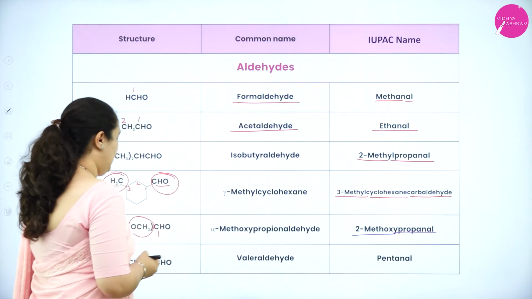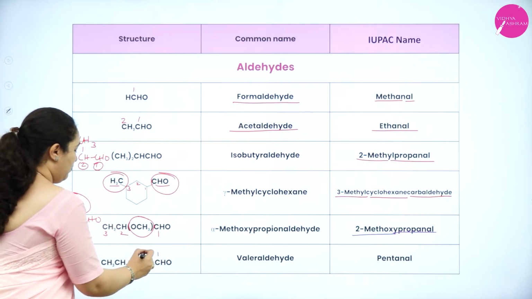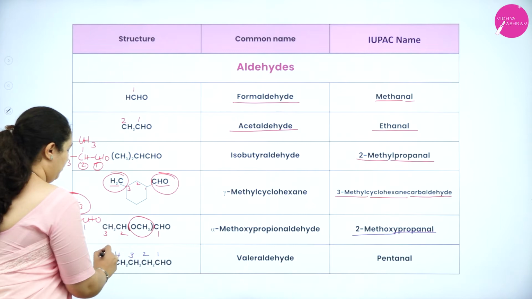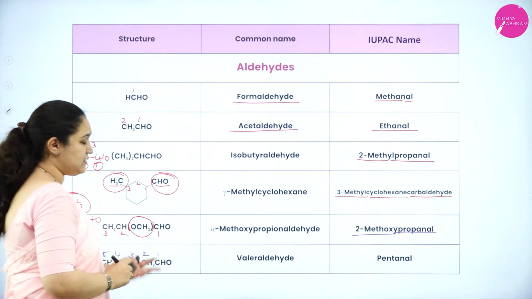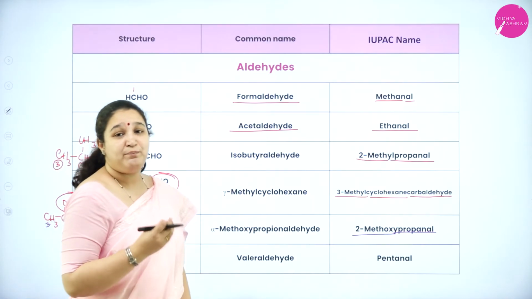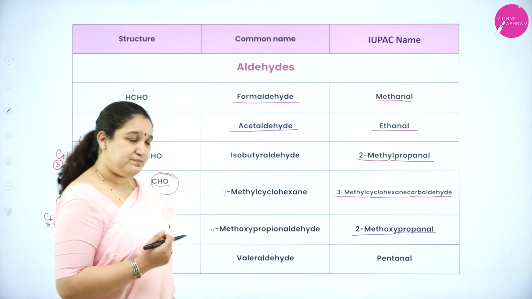Okay. Next is very simple. 1, 2, 3, 4, 5. 5 carbon atoms. First one is CHO group. So it is pentanol. Correct.